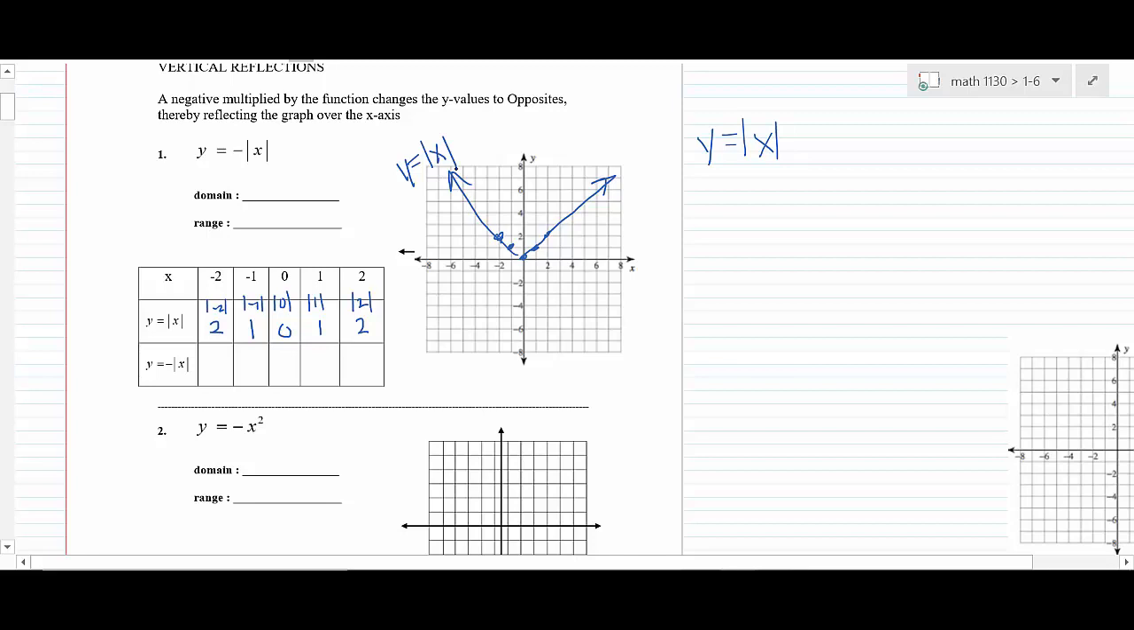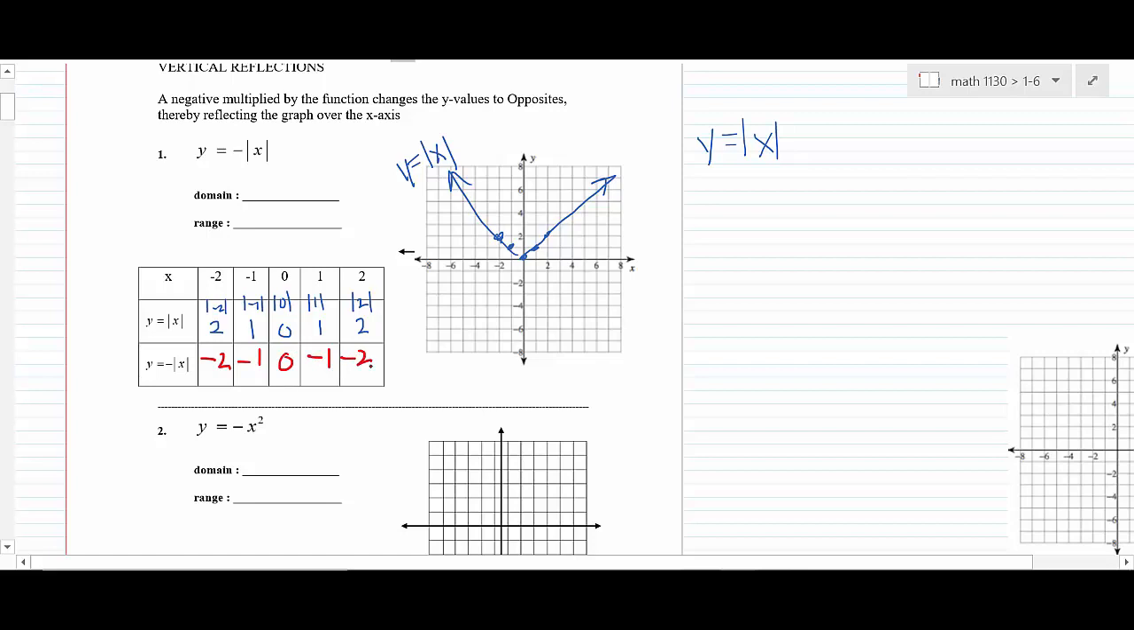And what we call that is an elementary function, or sometimes a parent function. And then this thing right here, what does that negative do? That negative just multiplies all those y values by a negative, because this is saying take the absolute value, then multiply it by negative. So that's going to be -2, -1, and so forth. So I'll do this in a different color. That's -2, -1. That's still 0, -1, -2.